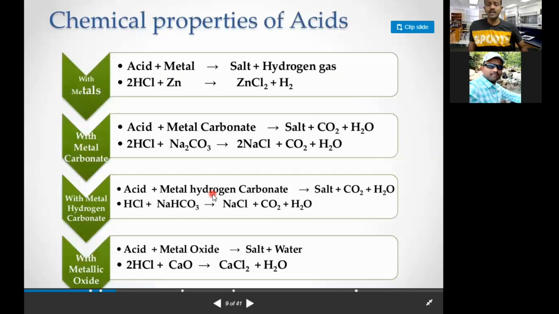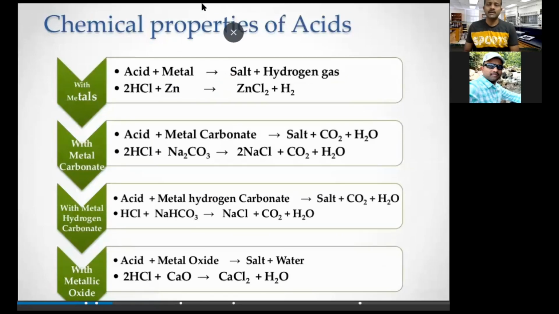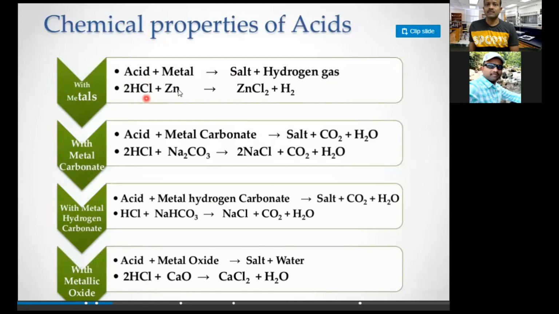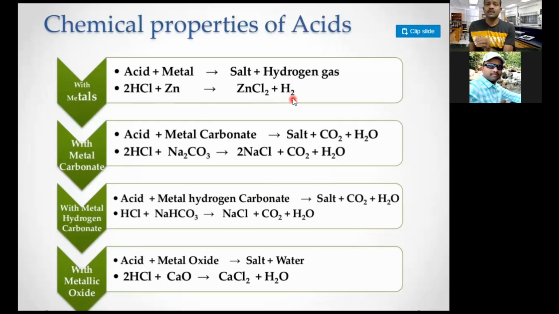Okay. Now you see, these are some reactions, chemical properties of acids. When acids react with metal, it releases hydrogen gas. So you take acid HCl, when it reacts with zinc, it combines to form zinc chloride and releases hydrogen gas. Okay, when acid is added to the metal, what will happen?